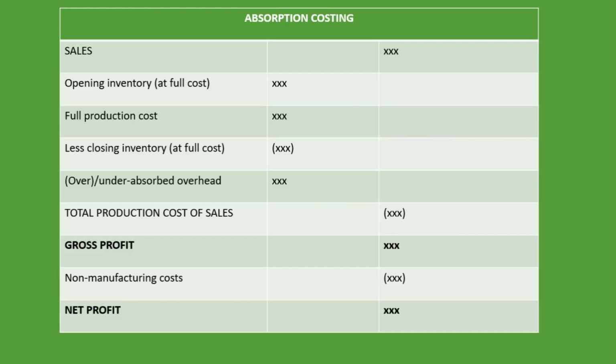So if we have over absorbed our overheads, that will mean we'll deduct it when we are calculating our net profit. So if it's over absorption of overheads, we deduct it. That's why I put it in brackets here, over.